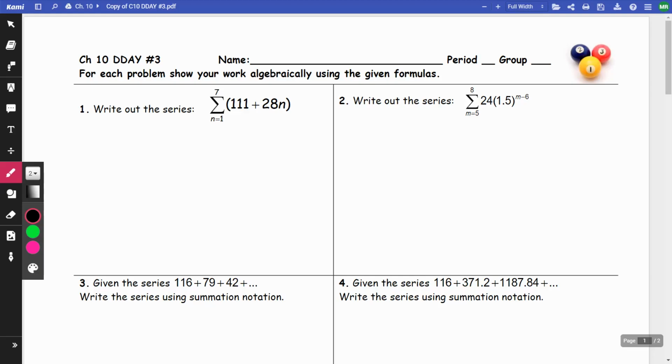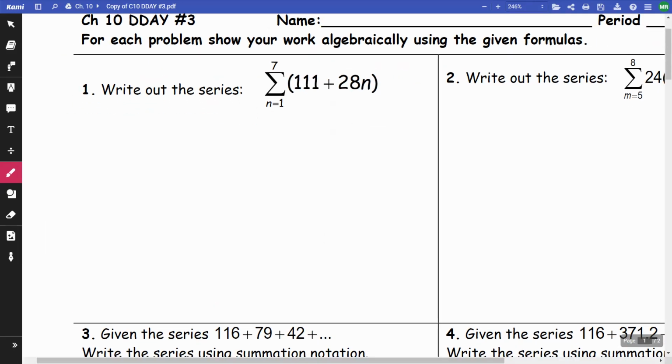This video is Integrated 3, Chapter 10, D-Day number 3. So on this first problem, we are given a series and asked to find the sum of the first 7 terms.